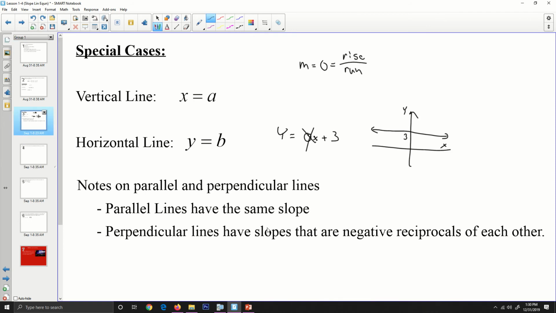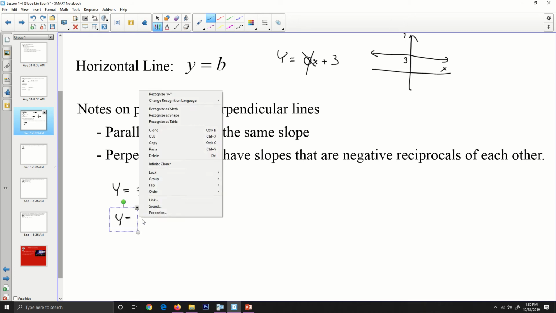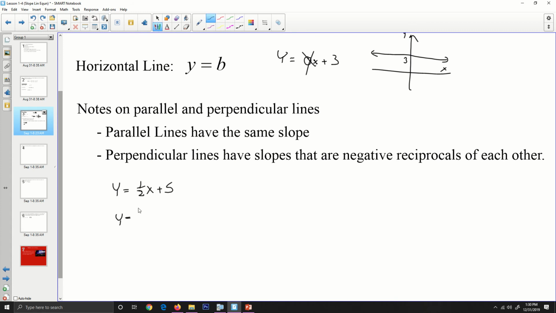Parallel lines have the same slope. Perpendicular lines have slopes that are negative reciprocals of each other. So if we saw two lines like this, one was y equals 1/2 x plus 5, and y equals 1/2 x minus 2, these two lines are parallel.